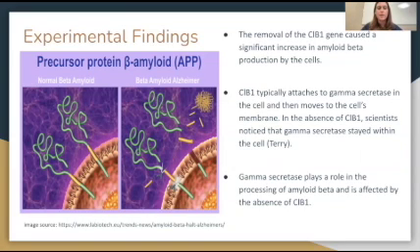Typically, CIB1 attaches to gamma secretase, and then gamma secretase is able to move inside the cell and throughout the membrane of the cell. But in the absence of CIB1, gamma secretase was only able to stay within the inside of the cell, and therefore the processing of amyloid beta was affected. And as Sanvi mentioned, a buildup of amyloid beta protein is one of the indicators of Alzheimer's disease.